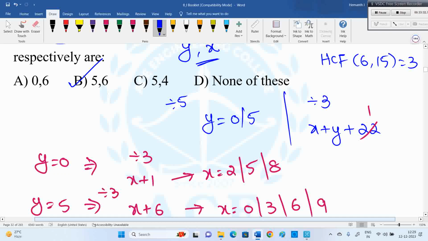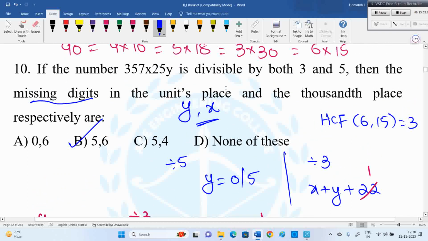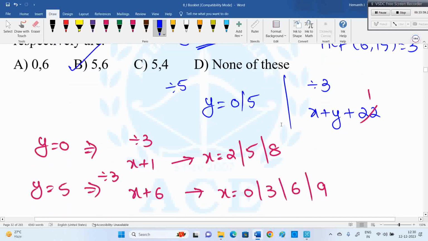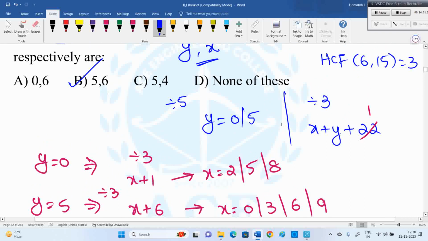There are different answers, dear. Multiple answers are satisfying. y 0, x value 2 is also a correct answer. y 0, x value 5 also correct. y 0, x value 8 also correct. There are many correct answers, but among the options, I think they asked among the options only. The number, then the missing digit in units place and thousands place. No, there are many answers possible. Okay, so you can check this.